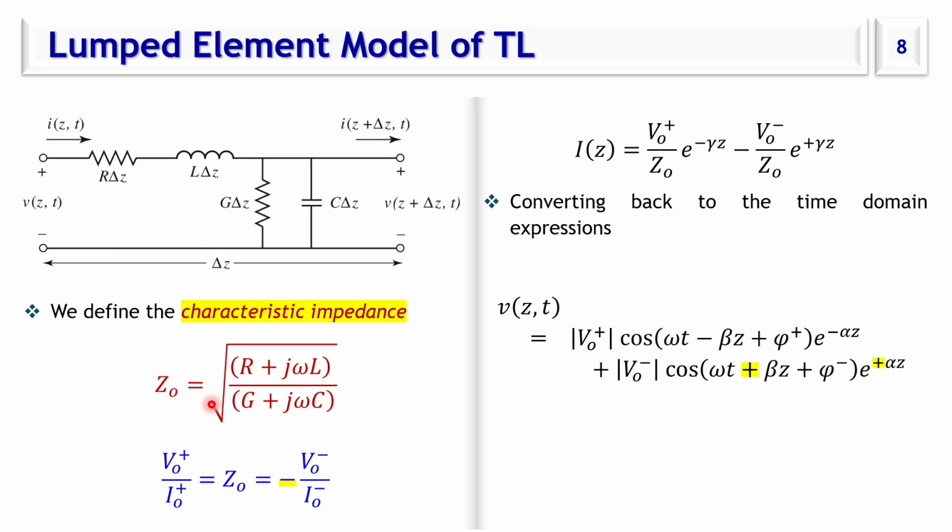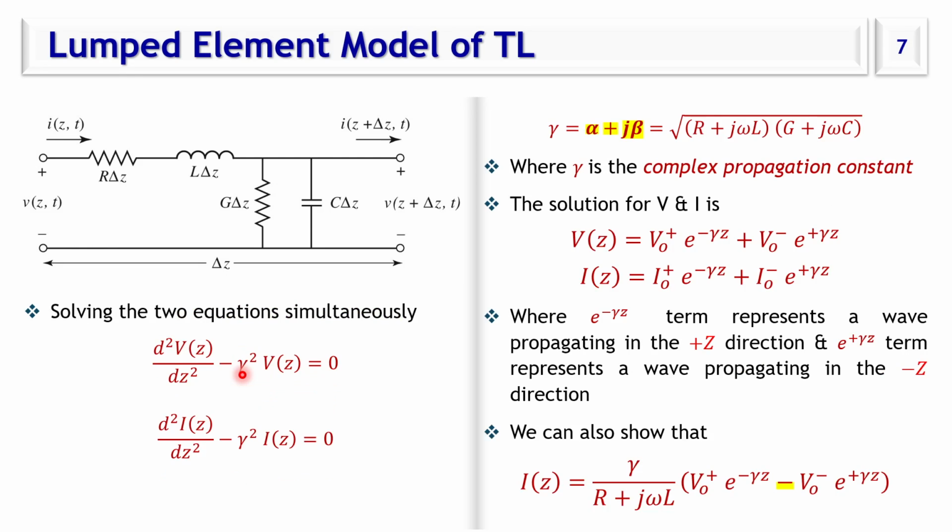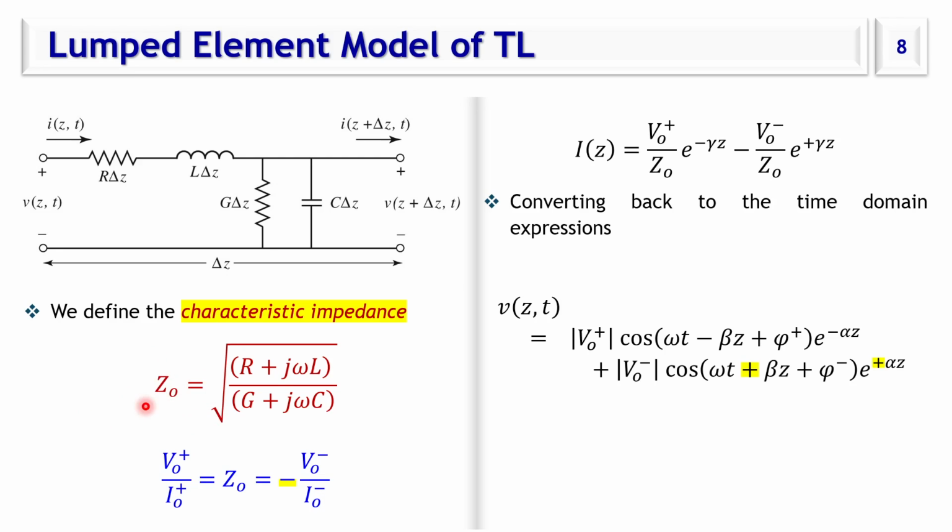So this relation here, gamma, this expression divided by R plus j omega L, is similar to this section. We can say this is Z0, and we call it the characteristic impedance, which is the relation between voltage and current. So voltage propagating in the positive direction and current propagating in the positive direction are related by Z0. The voltage propagating in negative z and current propagating in negative z are related by negative Z0.